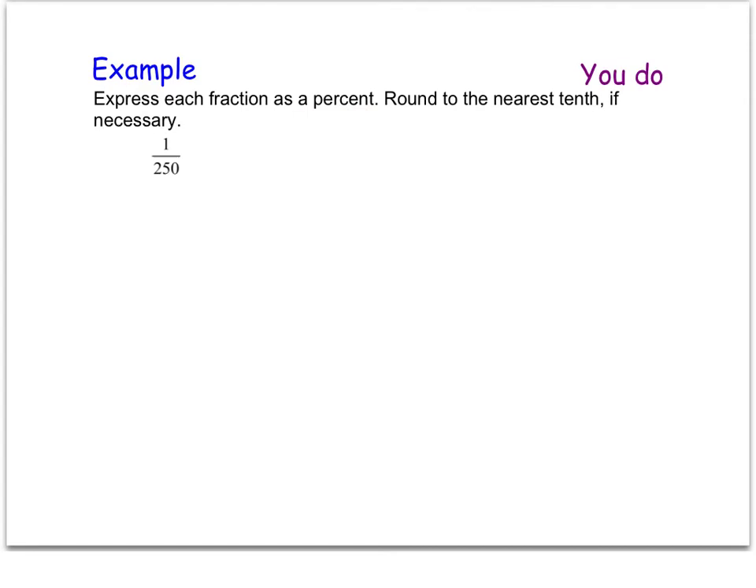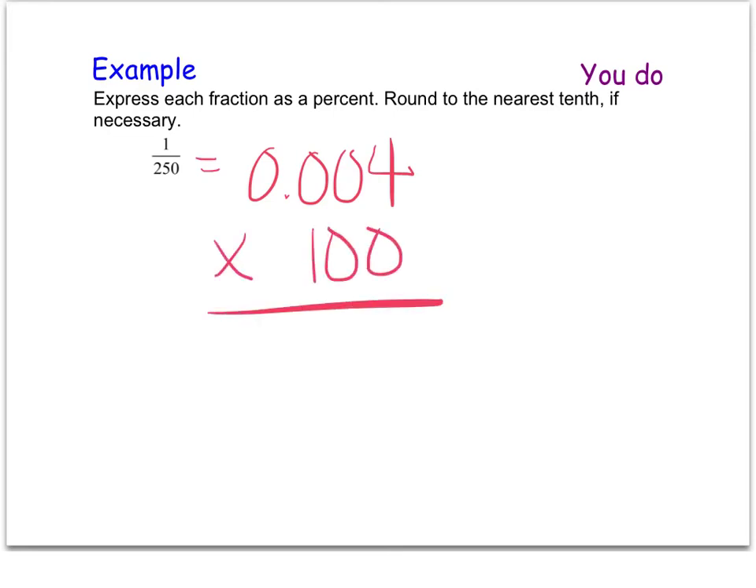Alright, so 1 into 250, when you do your division, it is 0.004. And when you multiply by 100 to change that into a percent, that's going to be 0.4. Add your percent sign, 0.4%.